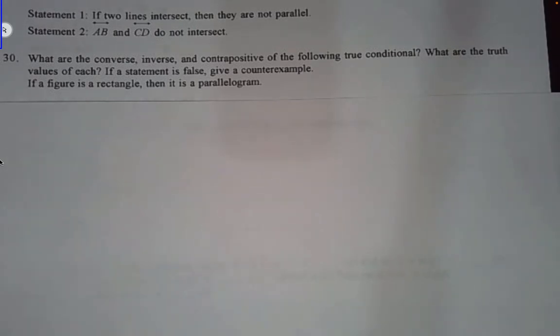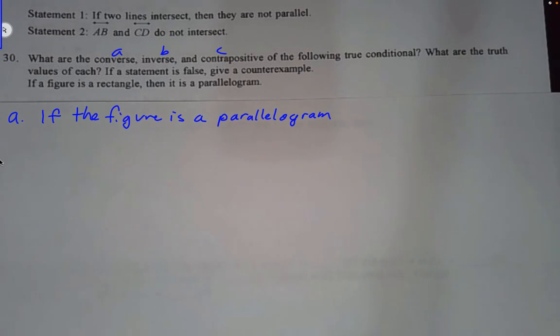Let's go ahead and do the converse. One step at a time. So I'm going to title that A, B, and C. Okay, so for A, what's my converse? The converse is when you flip it. So if the figure is a parallelogram, then what? It is a rectangle.